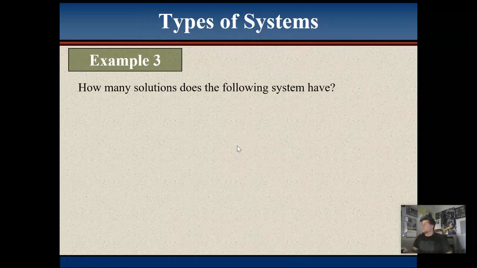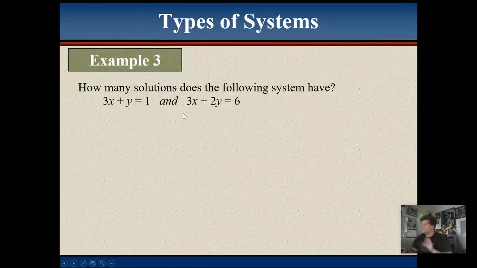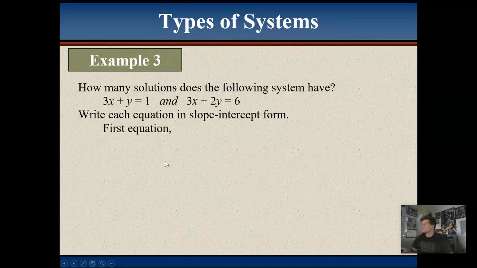What kind of solutions does this system have? You have 3x plus y equals 1, 3x plus 2y equals 6. At face value, it looks like we might be the same because we have 3x in both of them. But remember, let's put this in slope-intercept form, and then let's look at the slopes. So I'm trying to get that y all alone. The first one's going to be kind of easy because all I have to do is take that 3x, move it to the other side, doing the opposite, subtracting. So I have y equals negative 3x plus 1.